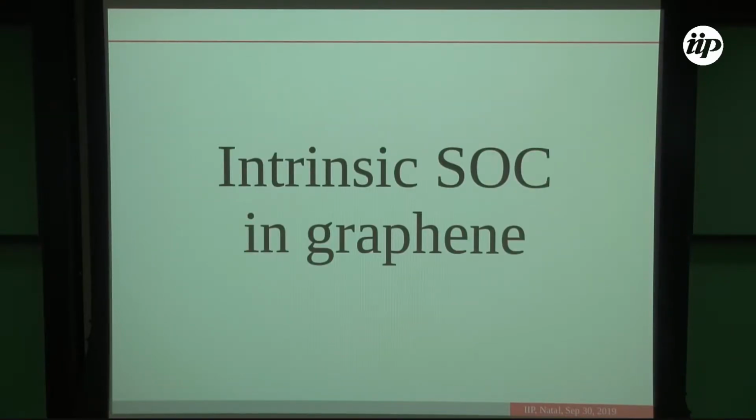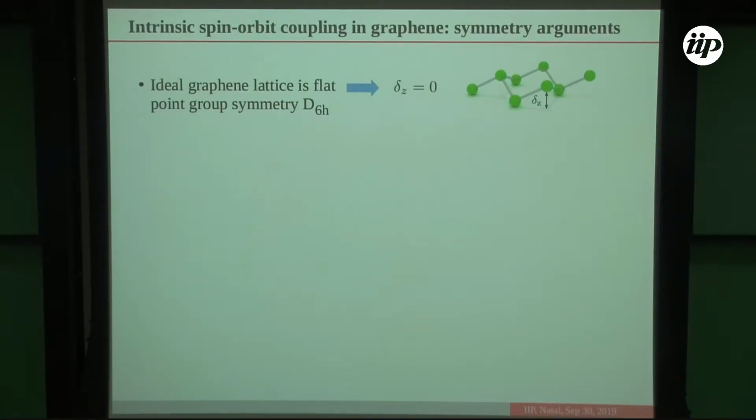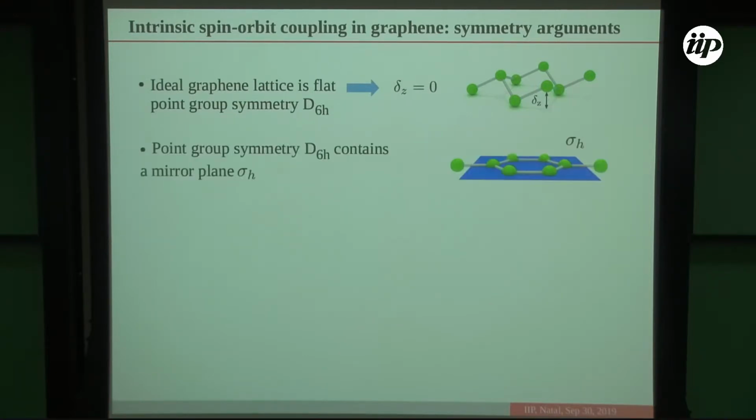Okay, so let me now start with the intrinsic spin orbit coupling in graphene. This is mainly dictated by the symmetry of graphene, and the point group symmetry of graphene is D6h. Of course, graphene is flat; it has no lattice deformation. I'm now referring to perfect graphene. And what is an important thing for the graphene lattice is the mirror plane, lying in plane with the graphene lattice.